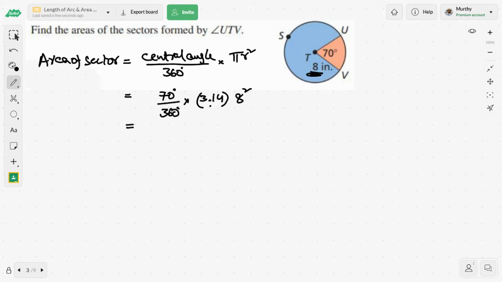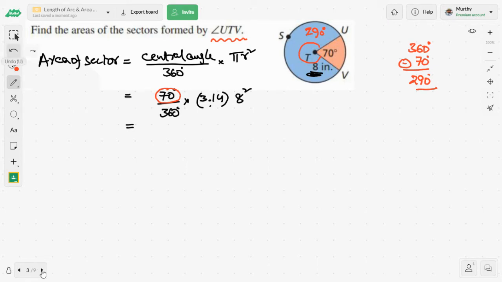You know why? Can you guess what is the mistake I made here? Think for a moment, what is the mistake in my calculation? Read the question carefully. He is asking for UTV. Therefore, angle UTV is this portion, right? So what is the angle here? It is not 70 degrees. I know that the total angle is 360 degrees. From that, if I take away 70 degrees, this is going to be 290 degrees. So what central angle have you taken here?